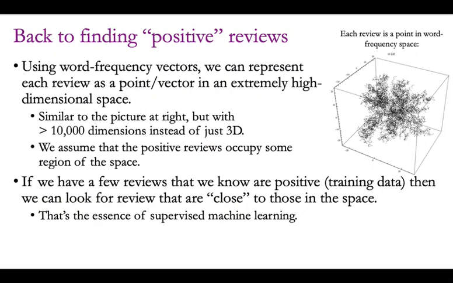If we rewind back to the idea of finding positive reviews in a Yelp database, we can use word frequency vectors to represent each review as a point or vector, depending on how you look at it, in some extremely high dimensional space. Here's a visualization of a bunch of points in 3D space, but in this case, we're not going to have 3 dimensions, but more than 10,000 dimensions, 1 for each word.